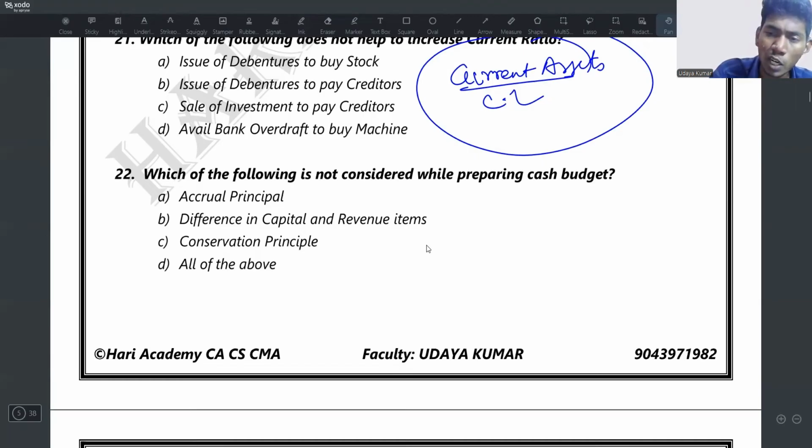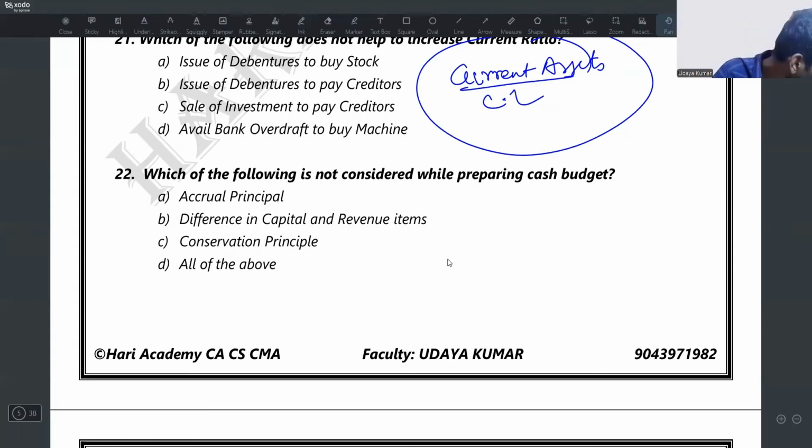Which of the following is not considered while preparing cash budget? Option A, accrual principle. Option B, difference in capital and revenue items. Option C, conservation principle. Option D, all of the above. While preparing cash budget, these all things will not be considered.